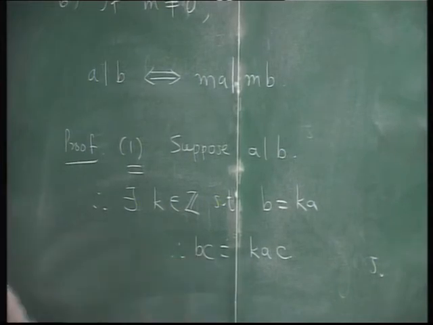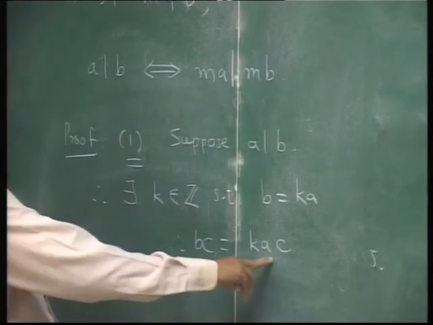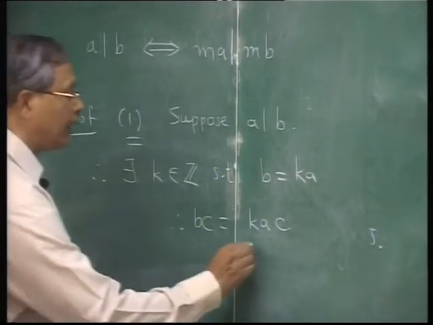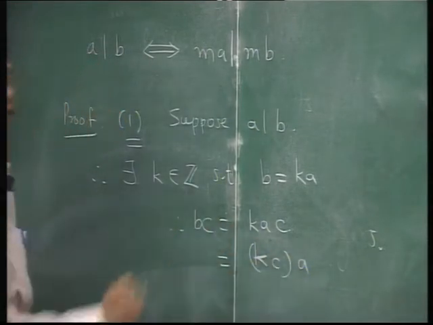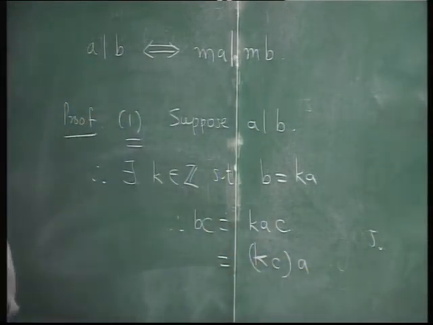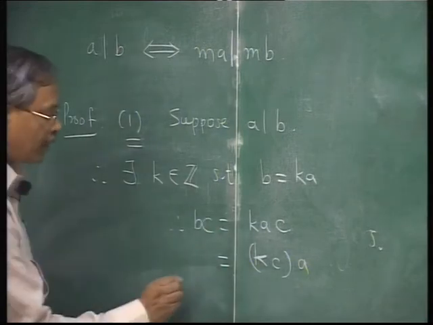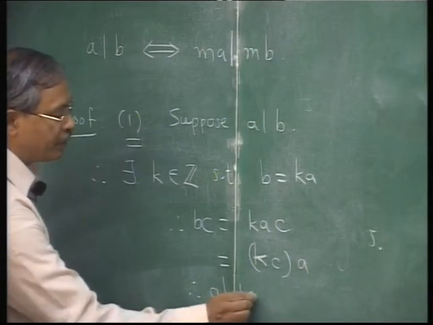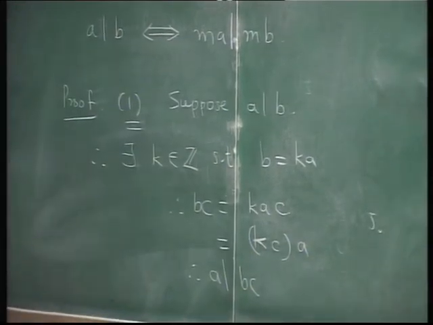And now you have to see that a should divide this. So write it as kc times a. So this is a multiple of a, and therefore a divides bc. So I have only used the definition of divisibility and I have obtained the first property.